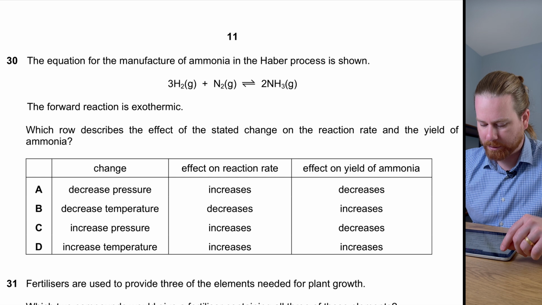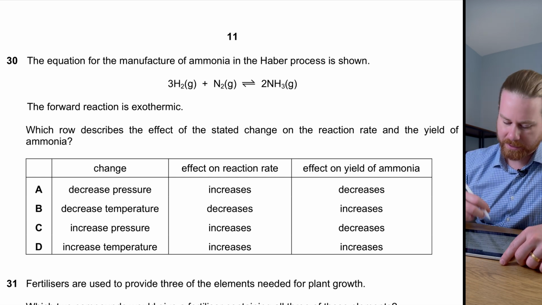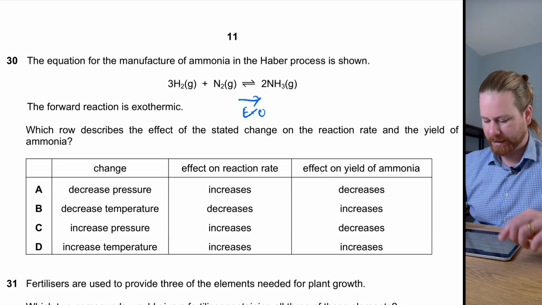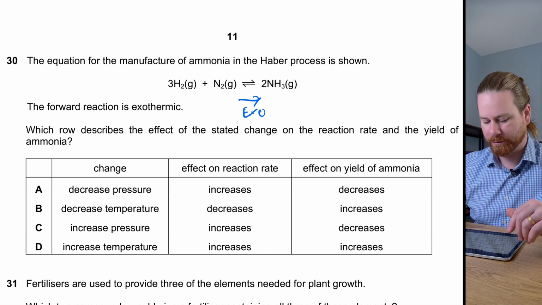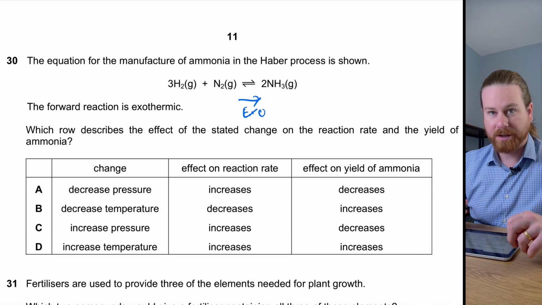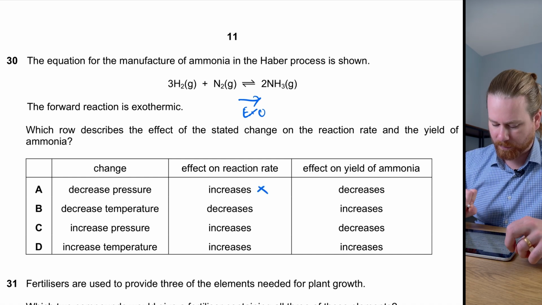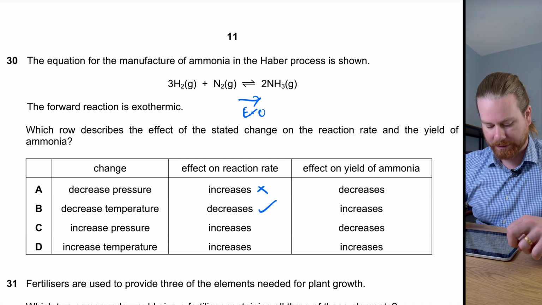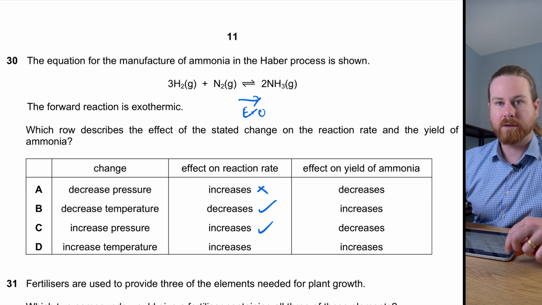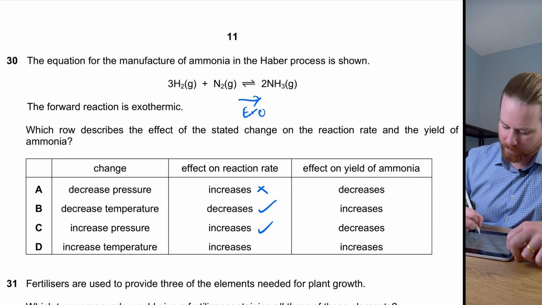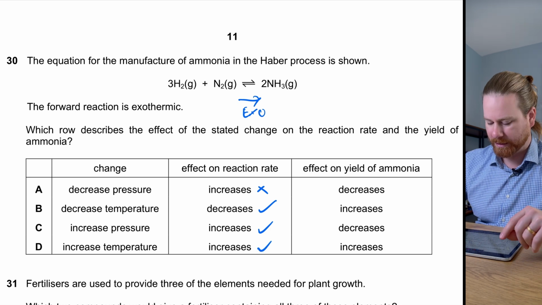Okay, question 30. So it's to do with the Haber process by the looks of it, the making of ammonia. So we've got the equation there. It's telling us it is exothermic, so we can put that in, exothermic. And then how is each change going to affect, first of all, the rate of reaction and then the yield? So we'll look at the rate of reaction first. So decreasing pressure, well, that is wrong, because that's not going to increase. If you decrease the temperature, the rate of reaction is going to decrease. If you increase the pressure, the rate is going to increase. And if you increase the temperature, the rate of reaction is going to increase. Okay, so we've got rid of one answer there.